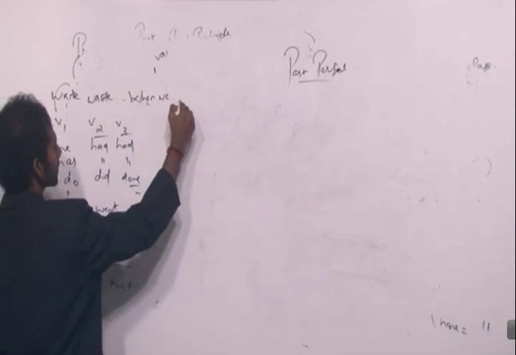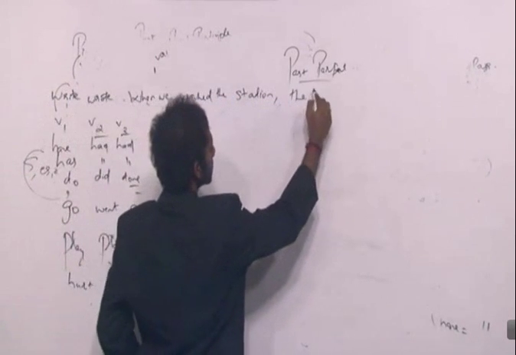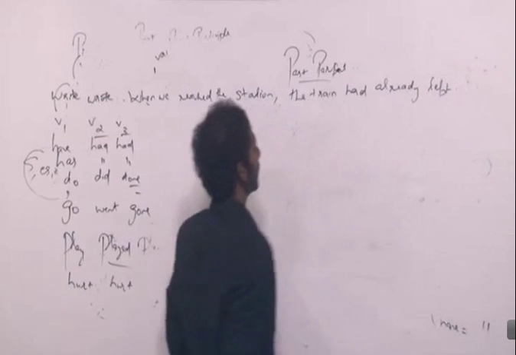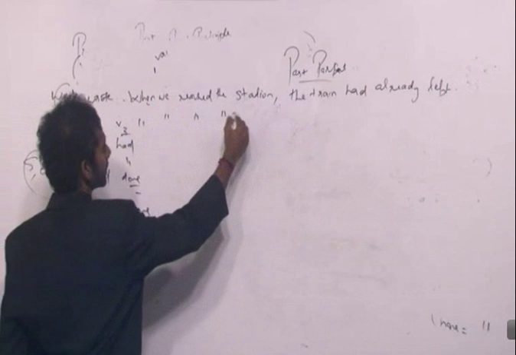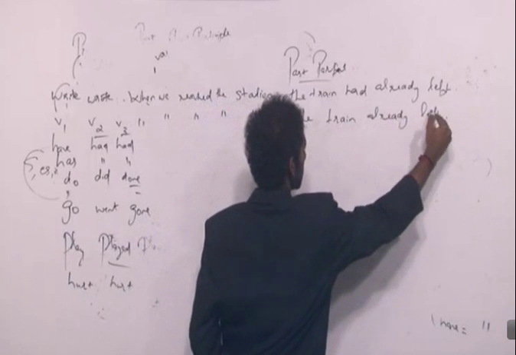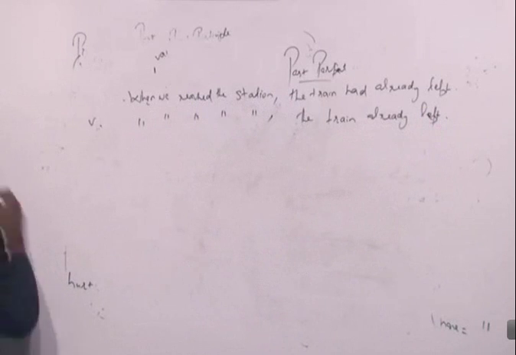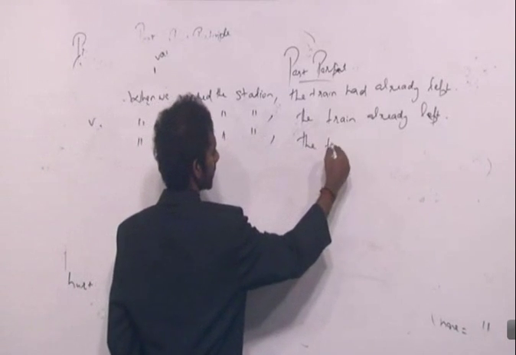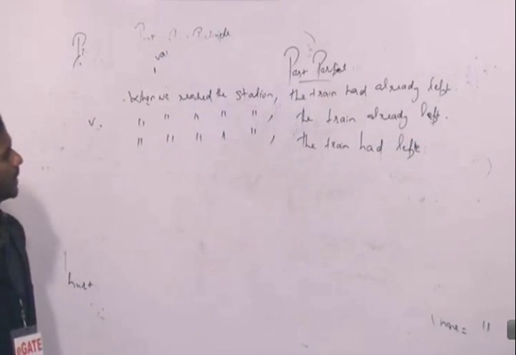When we reached the station, the train had already left. When we reached the station, the train already left. When we reached the station, the train had left.